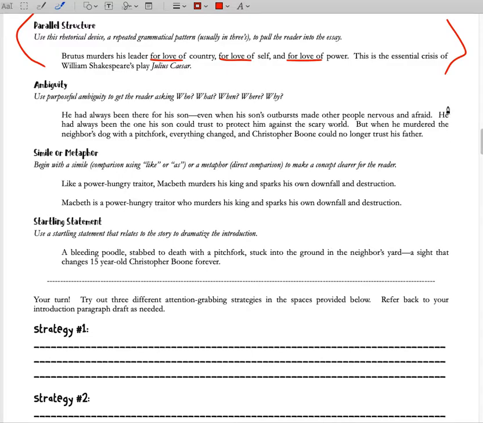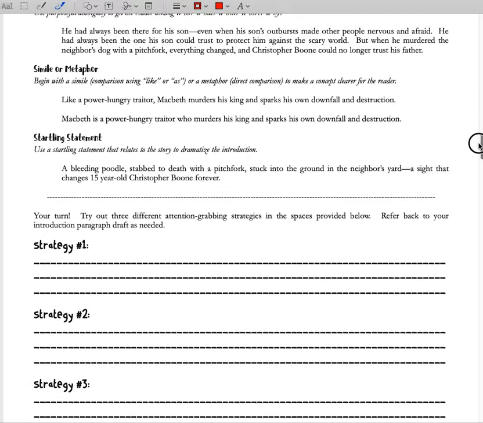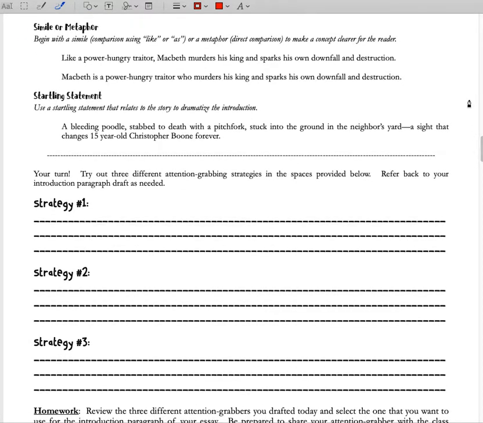father. So we are asking these questions: who, what, when, where, why, right? What's going on here? Why can't he trust his father? Why did he murder the dog? Why did the son's outbursts make people nervous and afraid? Draws us in.